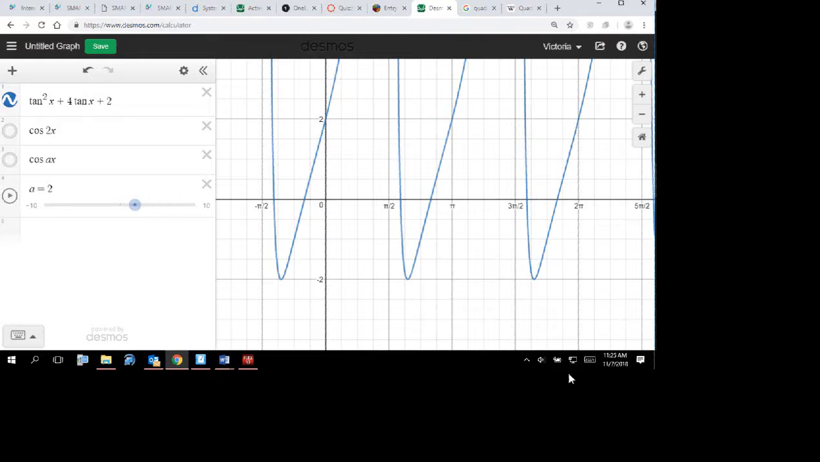So what were we finding on this graph? What are we trying to find? Between 0 and 2 pi, the x-intercepts. So we go between 0 and 2 pi, and just click on those x-intercepts like we did last week. Are those the 4 answers that we just found?